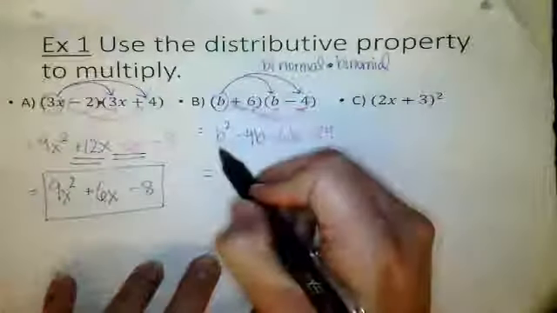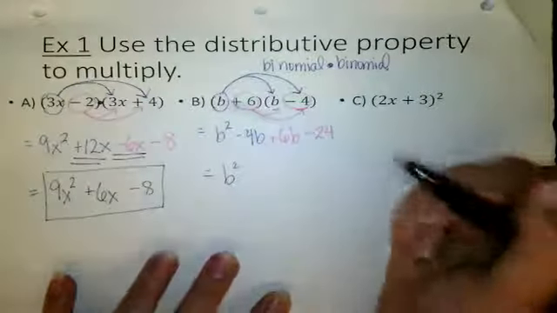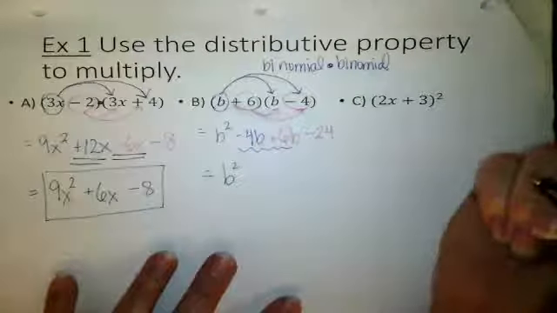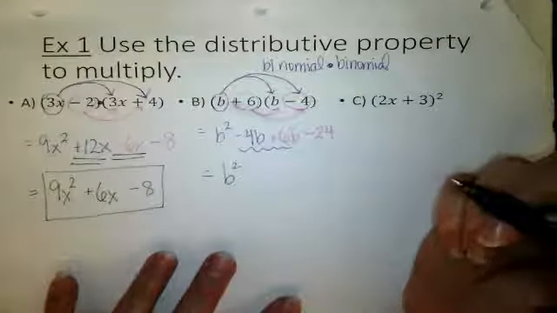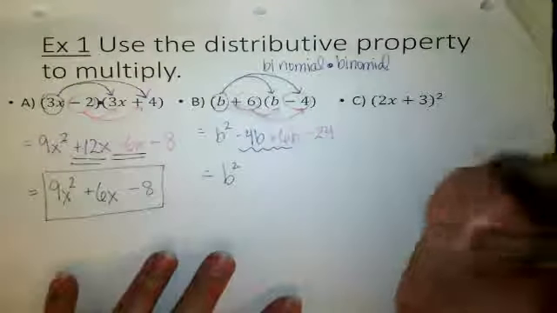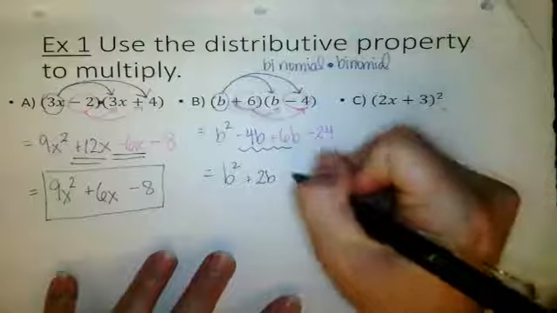Does b squared have any friends? No. I'm seeing some folks not writing down their notes. I will be grading your notes. You get a participation grade for taking notes. Negative 4b and positive 6b is? Positive 2b is good. And a negative 24.